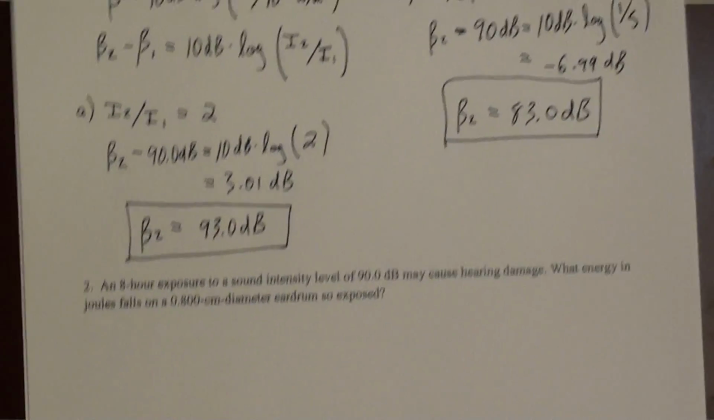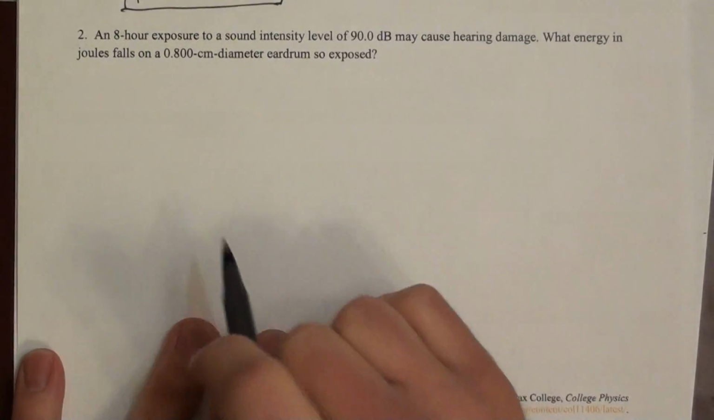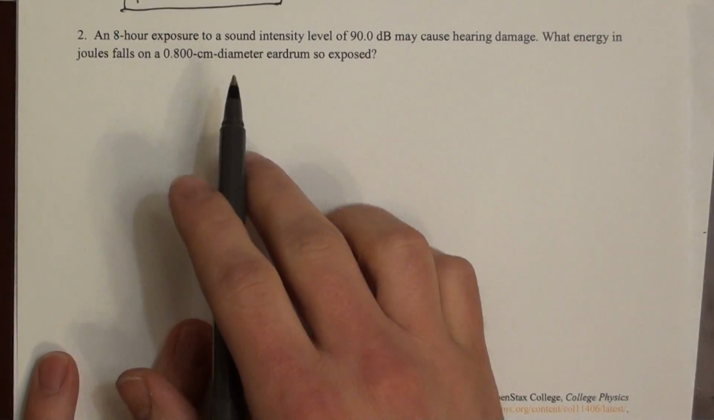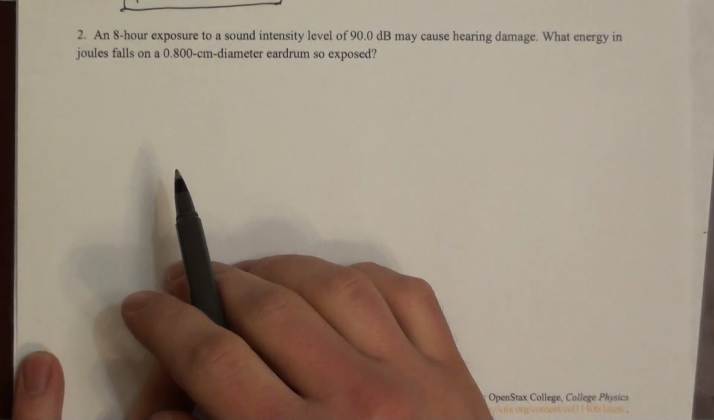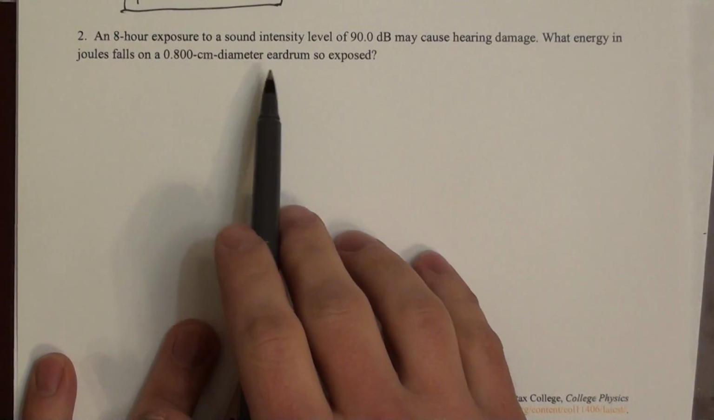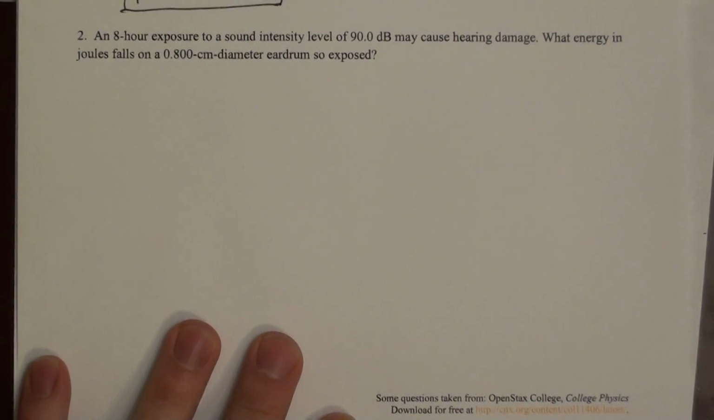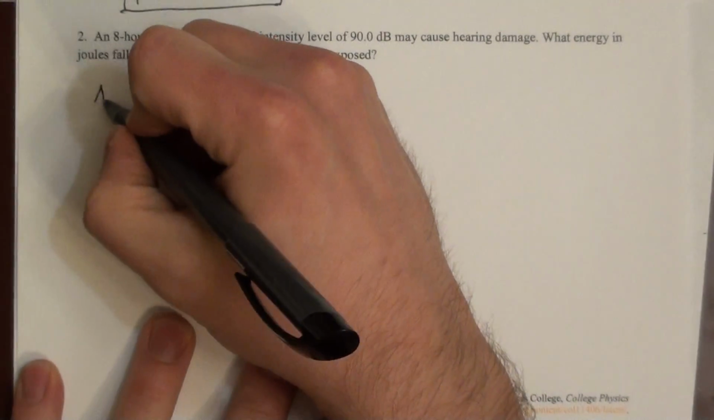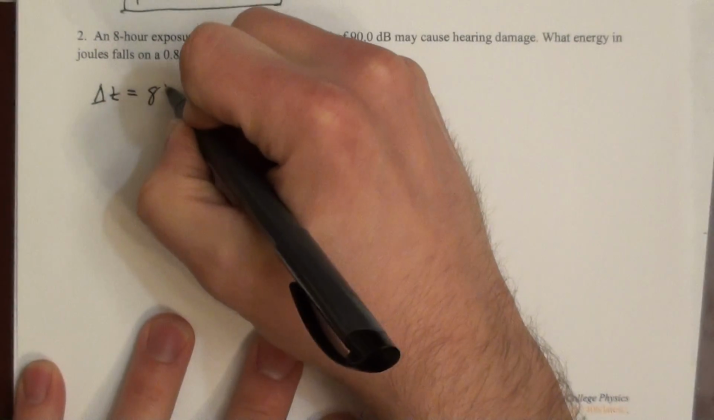Okay, the second problem is this. An 8-hour exposure to a sound intensity level of 90 decibels may cause hearing damage. The question is, what energy in joules falls on a 0.8 centimeter diameter eardrum that's exposed for 8 hours to 90 decibels of sound? So let's write down some things that we're given. The time here is 8 hours.